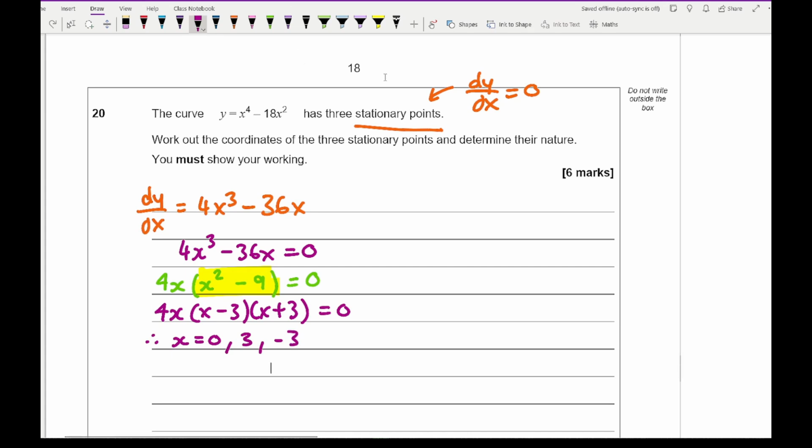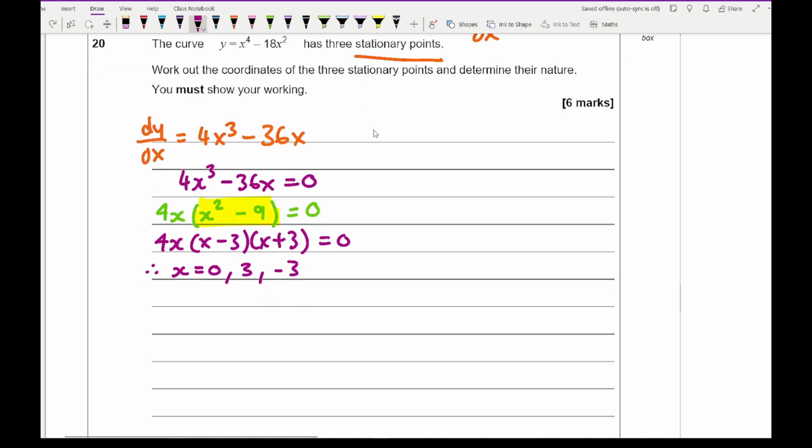Then from this, what we need to do is find the respective y ordinates. So using y equals, and if we go back, we can see the equation just about on the screen, that's 4x to the 4 minus 18x squared. So when x equals 0, substituting x equals 0 into this, we're going to get y equals 0. So one coordinate is 0, 0.